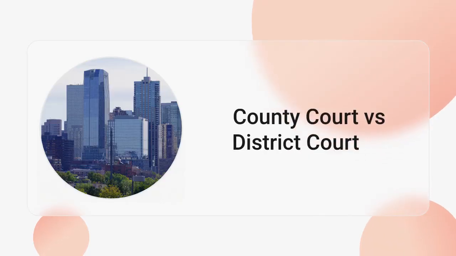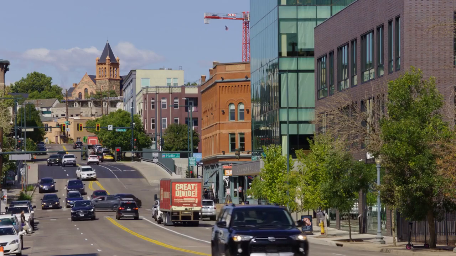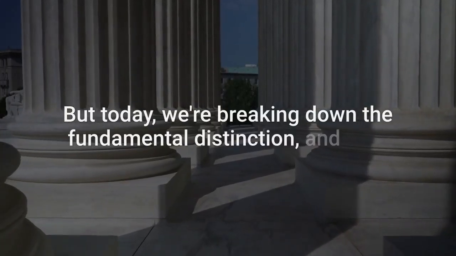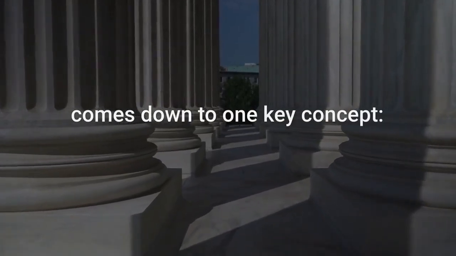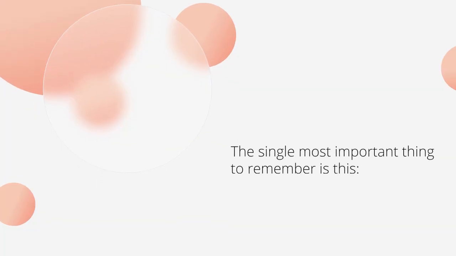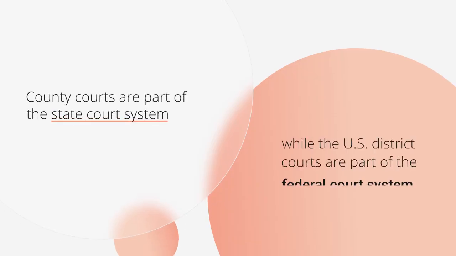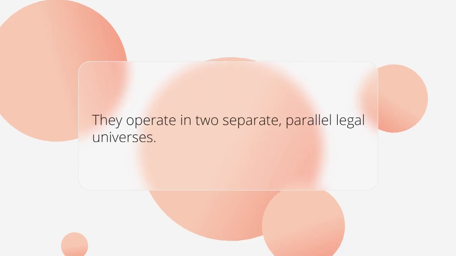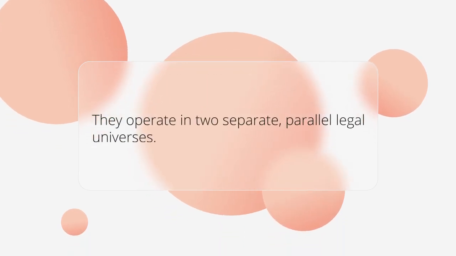Ever heard the terms county court and district court and wondered what the difference is? It's a common point of confusion, partly because the names can change from state to state, but today we're breaking down the fundamental distinction, and it all comes down to one key concept: state versus federal power. The single most important thing to remember is this: county courts are part of the state court system, while U.S. district courts are part of the federal court system. They operate in two separate, parallel legal universes.